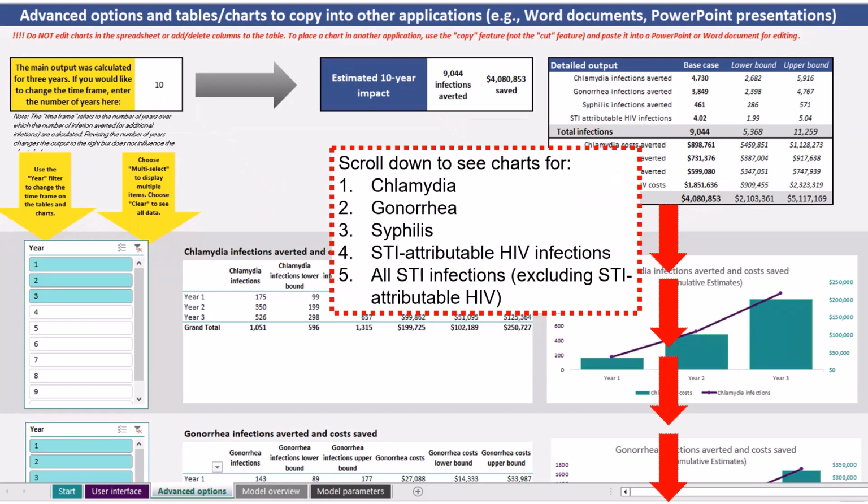Below the main output at the top, you will see a lot of detailed tables and charts. If you scroll down, you can see charts for each infection, as well as the summary table for all STIs, excluding STI attributable HIV.